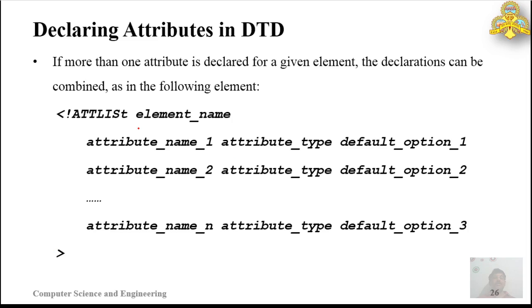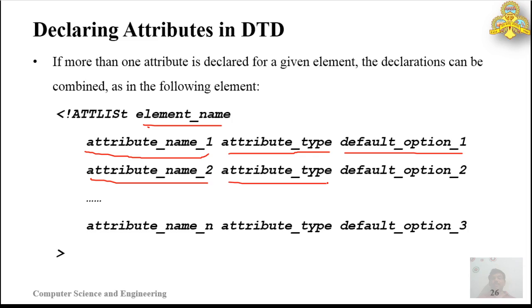Here is the attribute list for the element name: attribute name 1, attribute type, attribute default option 1. Similarly, attribute name 2, the type of attribute name 2, then the default option, that is, if not specified, what the default value should be. Likewise, we can have any number of attributes. Finally, it is attribute name n, attribute type, default option. Actually it should not be 3, it should be n.